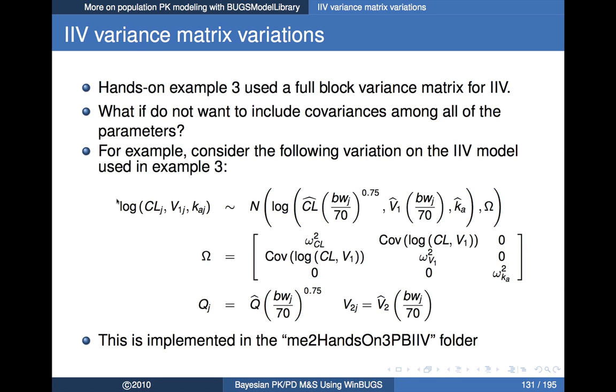So what I was suggesting is taking the example I did, which I think I called hands-on 3 PBIIV, for partial block IIV. For that, you'll end up with a bivariate normal distribution for clearance and V1. But in addition, unlike the example I gave, rather than having Q and V2 with no unexplained interindividual variability, I suggested including that as a separate bivariate normal block. So we have a bivariate normal for clearance and V1, a bivariate normal for Q and V2, and then a univariate normal for Ka. So that was one component.